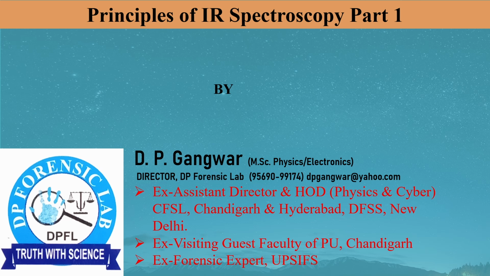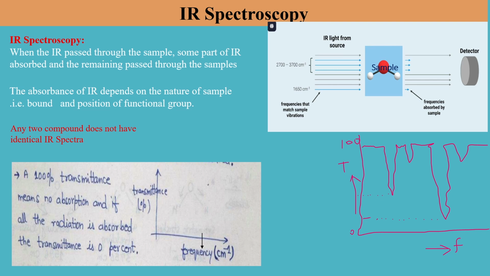In today's video, I will discuss the principle of IR spectroscopy. So, what is IR spectroscopy? When the IR passes through the sample, some part of the IR is absorbed and the remaining passes through the sample. The absorbance, or the number of wavelengths absorbed by the sample, depends on the nature of the sample. So, if the sample is different, the absorption is different, and the IR spectra you get will be different.